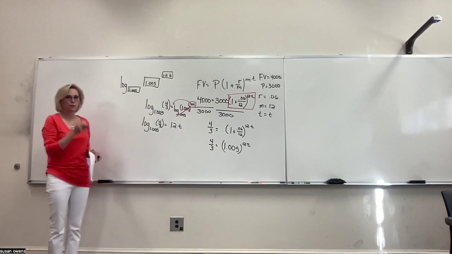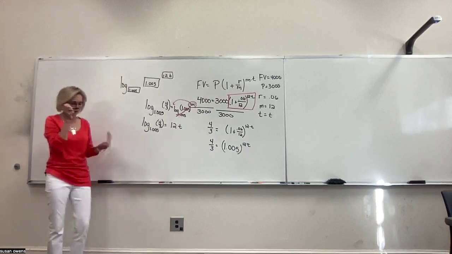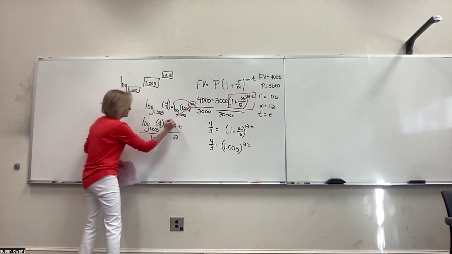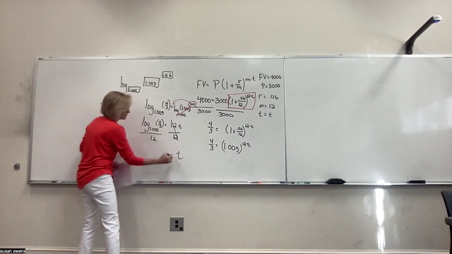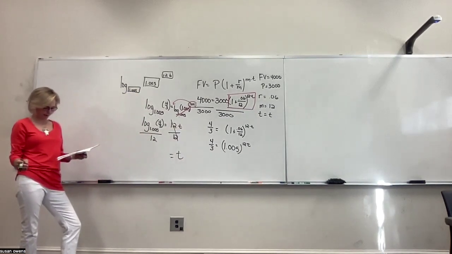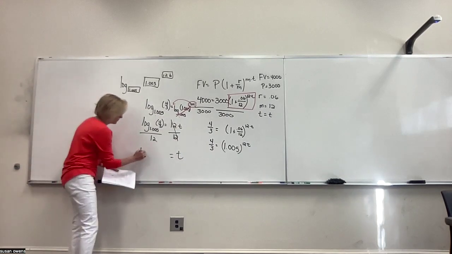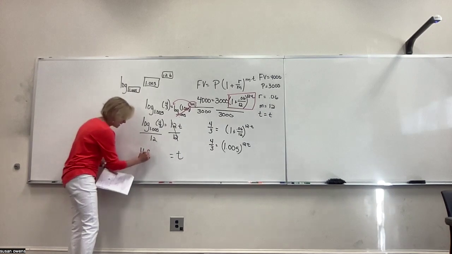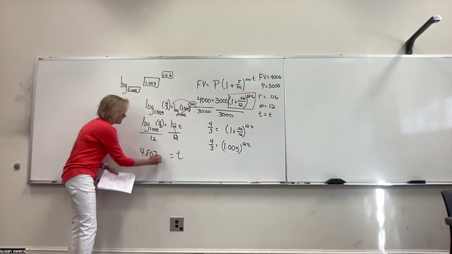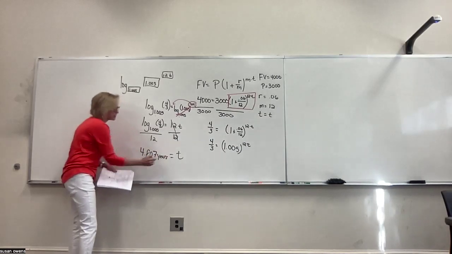And then what do we do to get the t by itself? Divide by 12. Put it in your calculator. Yeah, 4.80, is it 6 or 7? 667. All right, 7, and it's always in years.